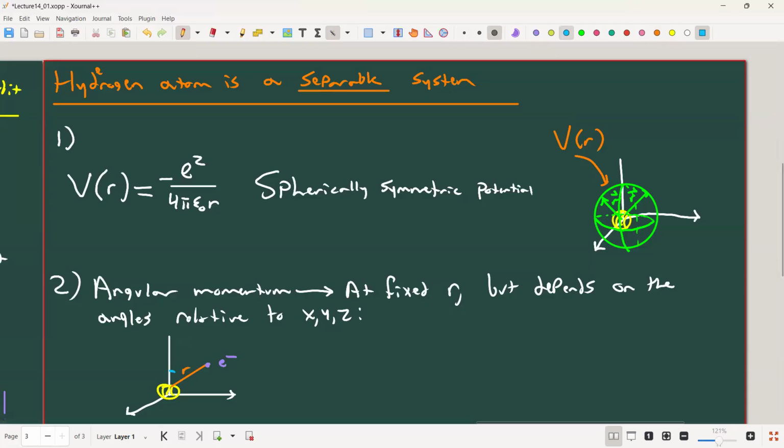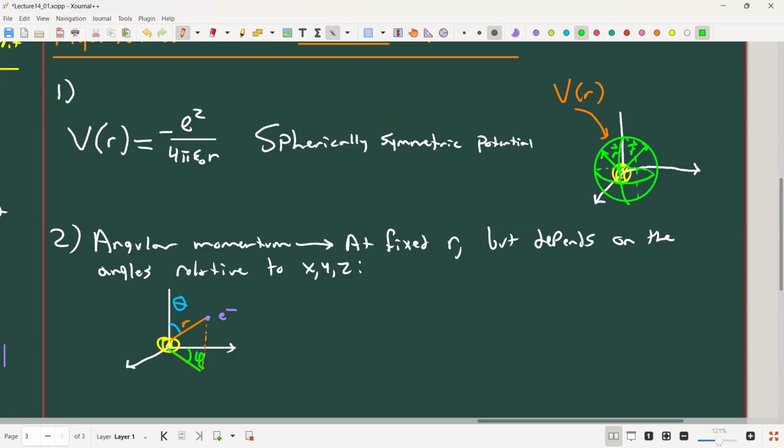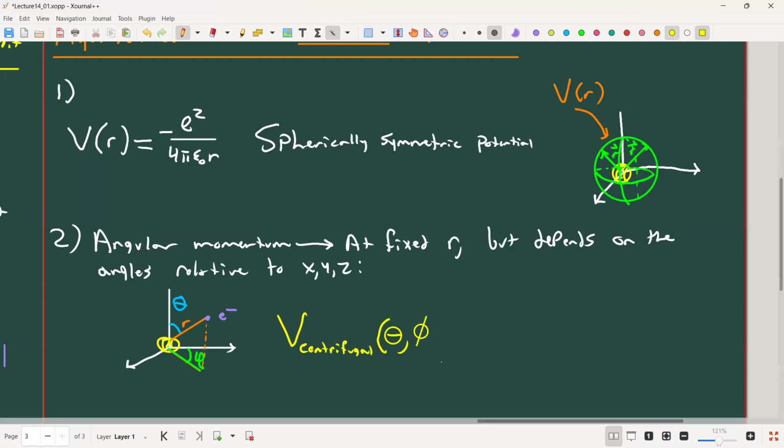I can define a coordinate, an angle here, theta. And then I can project this down into the XY plane. Let me draw this in a different color, and define another angle, phi. These are just spherical coordinates. So the centrifugal potential is not a function of r, but it's really a function of theta and phi at fixed r.